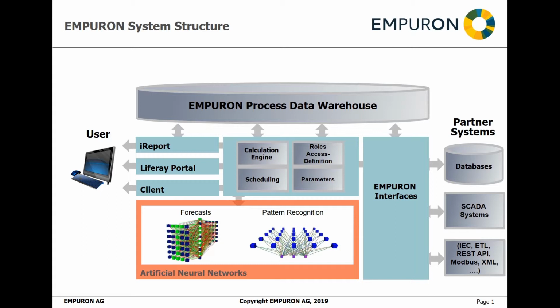The server consists of a number of application modules. We can do calculations with a calculation engine, and you can schedule tasks. The whole access definition and many parameters and user-specific data can be set up. Artificial neural networks can be introduced for providing forecasts or pattern recognition. The central component is the process data warehouse, in which all the data are held in a very efficient scheme. Almost any size of database can be provided. The engine of the database is Oracle.